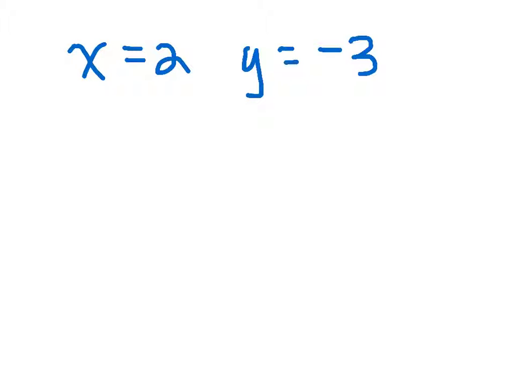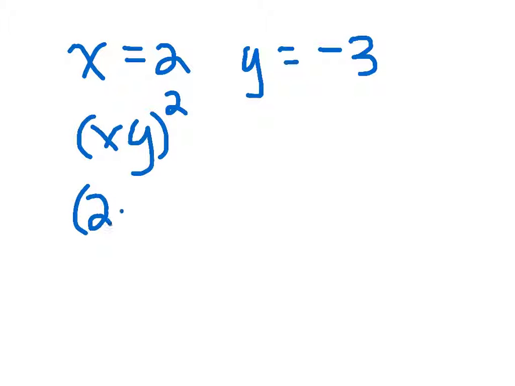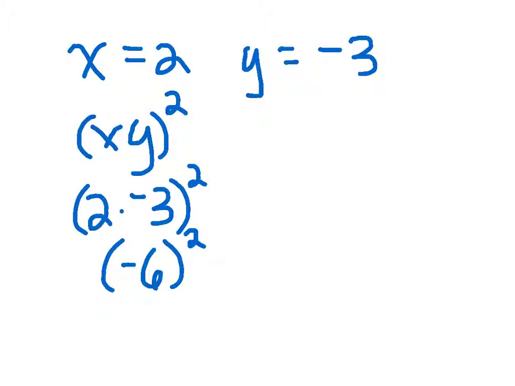Another one where x is 2 and y is negative 3. How is that different from x times y squared? Well, first I'm going to show replacement: 2 times negative 3 squared. And now I do have grouping symbols. So this is negative 6 squared. A negative number raised to an even power is a positive.